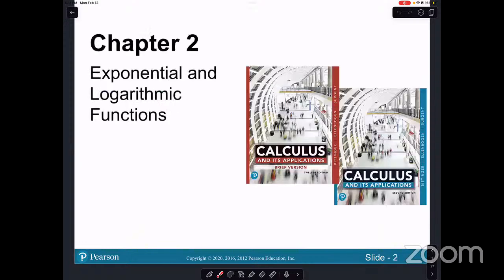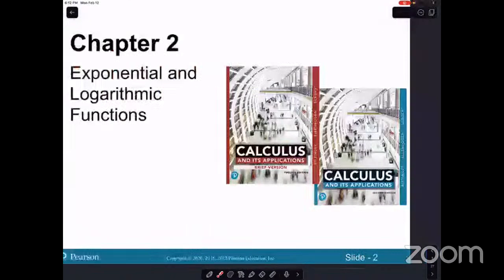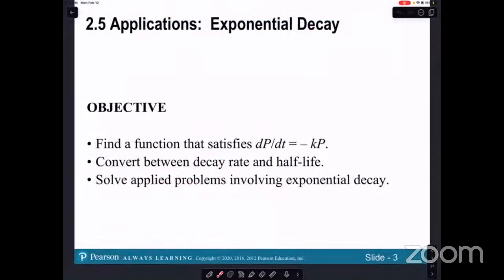So let's take some time to continue chapter 3 with section 2.5, applications of exponential decay. A few objectives here: we'd like to find a function that satisfies dP/dt = -kP, convert between decay rate and half-life, and solve applied problems involving exponential decay. So with chapter 2, what have we been doing? Exponential and log functions. We've been applying concepts of the derivative to exponentials and logs, right? Okay, so let's keep going.